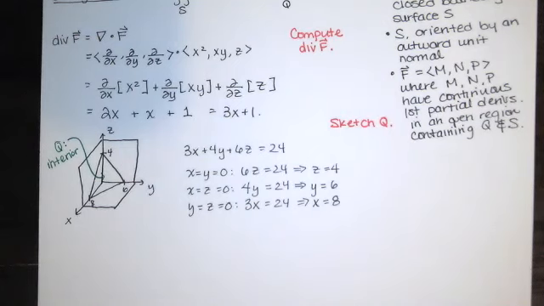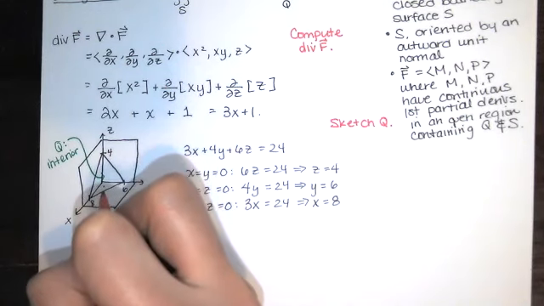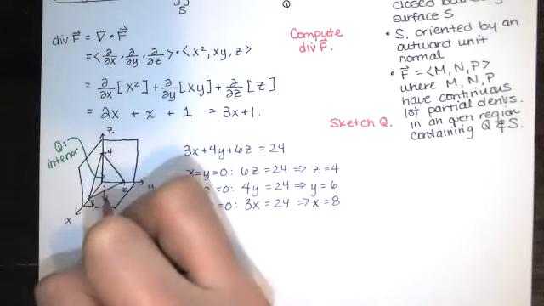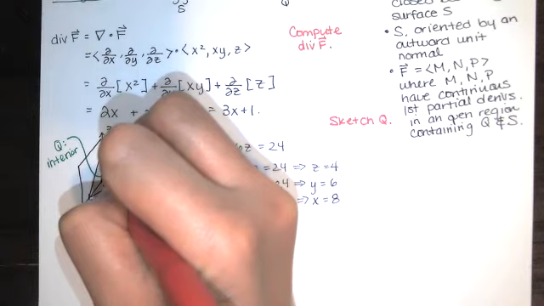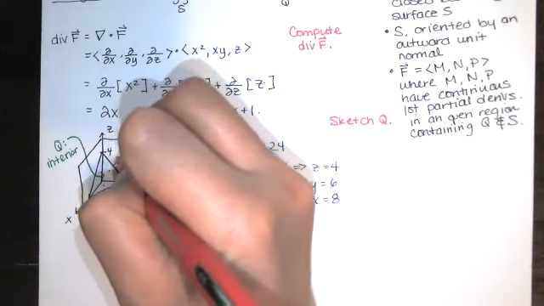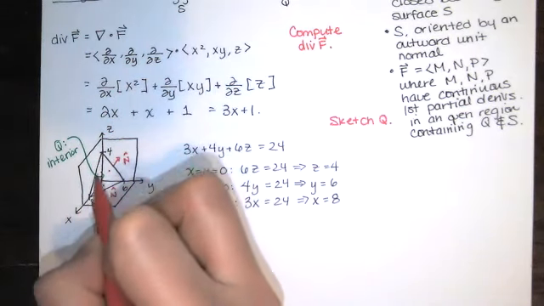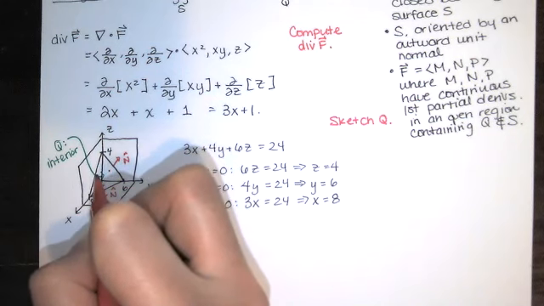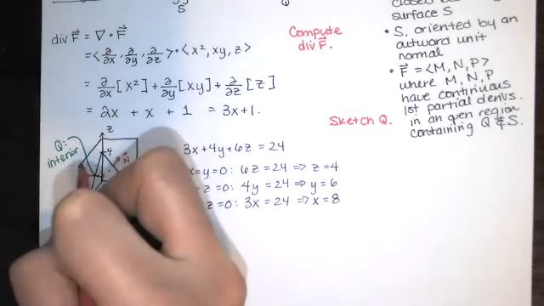Now it's easy to see how we would orient normal vectors outward. When we have this little triangle in the XY plane, you can put a normal vector going straight down. We have this little triangle in the YZ plane. You can have a normal vector going straight back there. This triangle in the XZ plane, you can have a normal vector going off to the left.